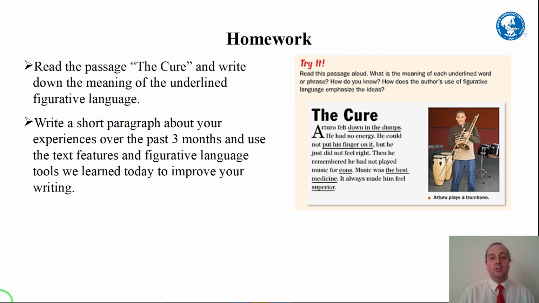Okay, here's your homework for this week. So read the passage right here, The Cure, okay, and write down the meaning of the underlined figurative language. See if you can understand what those mean. And then the second one, another writing. Write a short paragraph about your experiences over the last 3 months and use the text features and figurative language tools we learned today to improve your writing. So write about your experiences, positive or negative, over the last 3 months being at home and explain that to us.